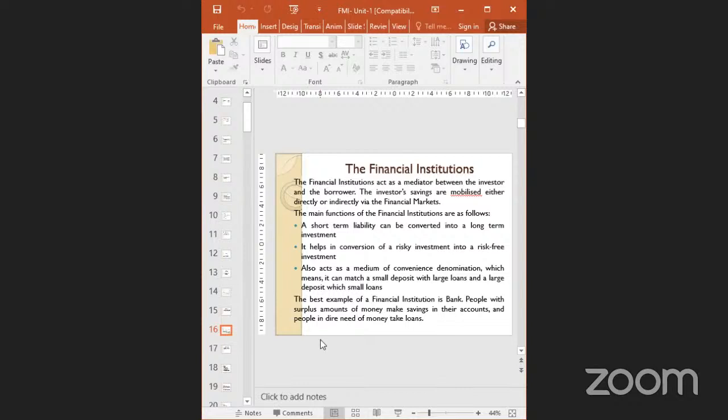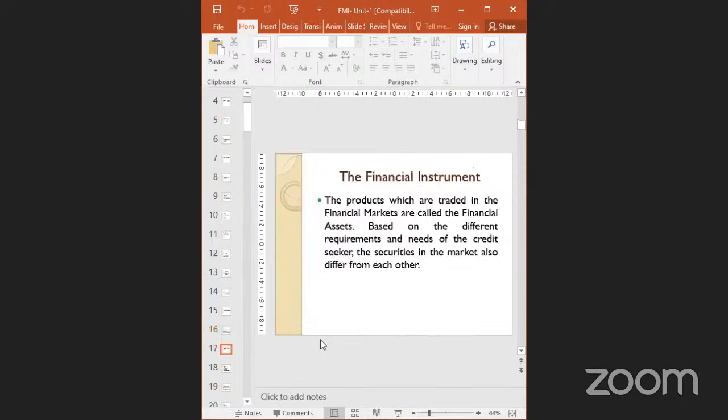financial institution. As a medium, it converts small deposits into large loans and large loans into small deposits, so that it will be beneficial for economic development. This is what the financial institution does.